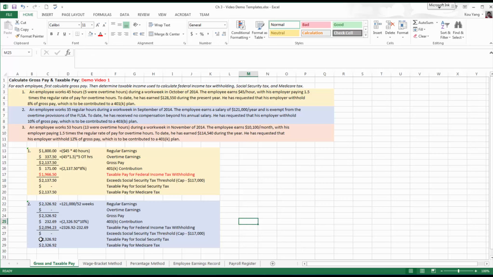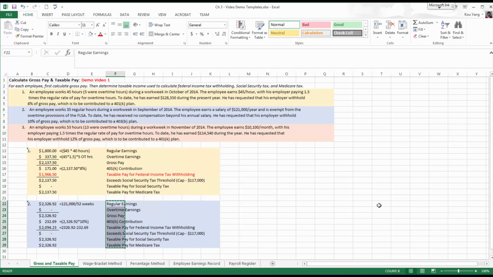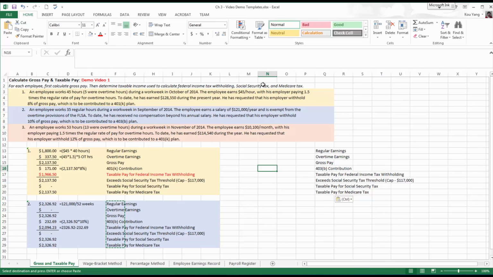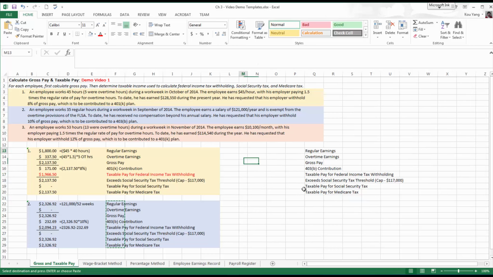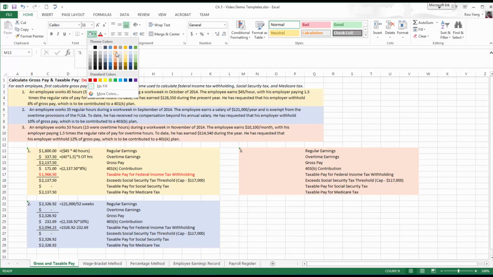So there you have it for employee number 2. Now employee number 3. For this employee, they worked 53 hours, 13 of which were overtime hours, during the work week in November.